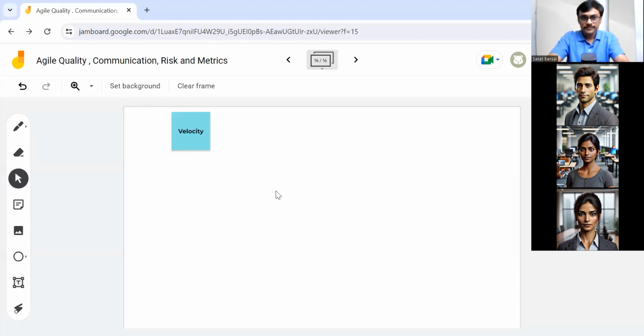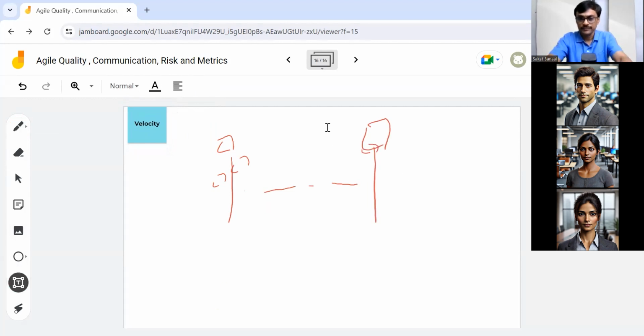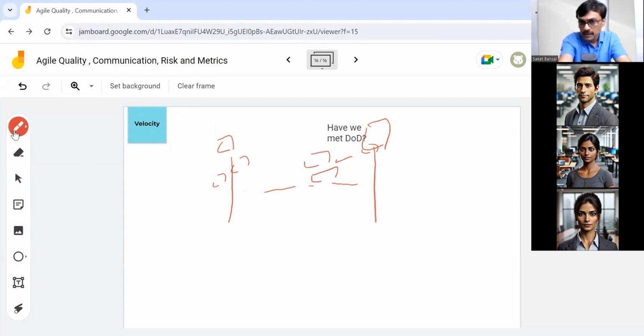Now velocity is a pure Scrum terminology. You start with a set of user stories as an iteration, you finish the iteration, and you want to give a demo. The stories must meet the definition of done. Have we met DOD? That's the question you ask for each story. For those stories that meet it, the points of those stories get added, and we say this was our velocity.